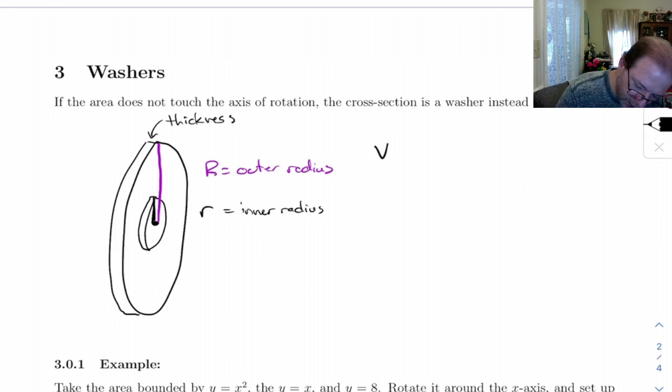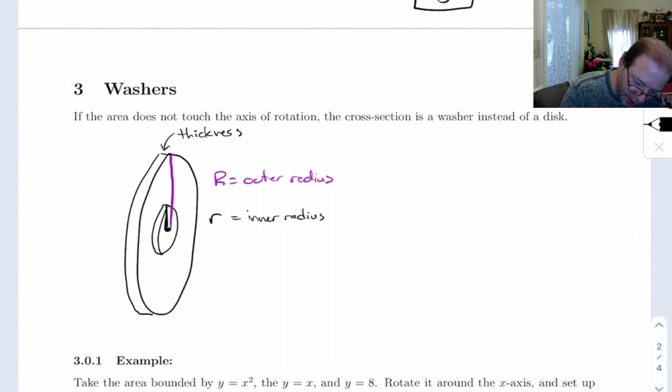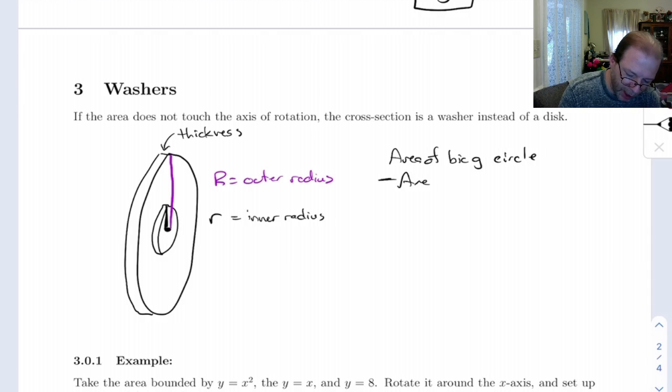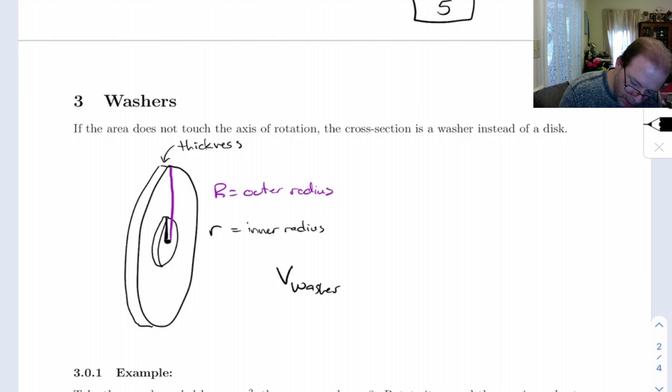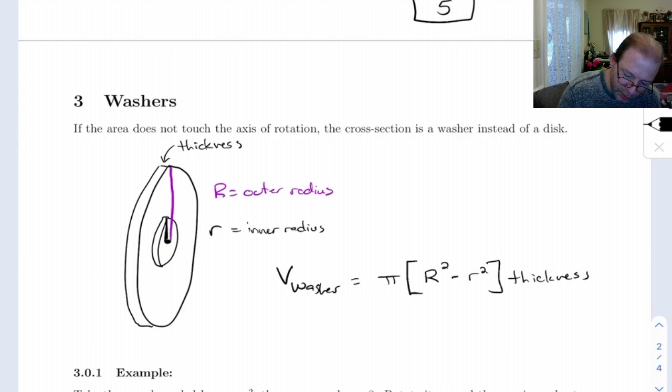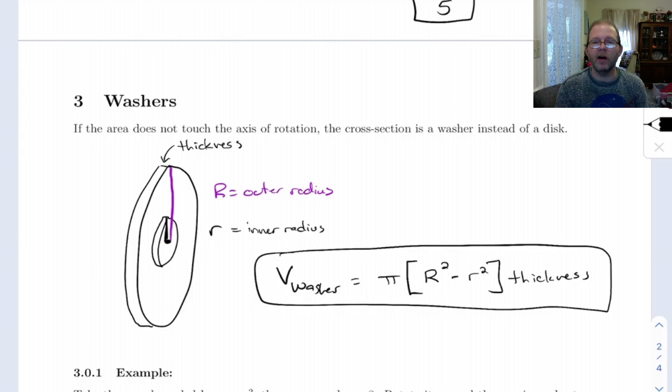So the volume of the washer, I want to talk about this a little bit, and then I'll write the formula down. Basically what you can do is take the area of the big circle and then subtract the area of the small one. And so what you wind up with for the volume of the washer is pi times the big radius squared minus the little radius squared, times the thickness. Now I drew this one standing up, so if this were from a graph, this one would be dx. If the washer were lying down, then it would be dy.